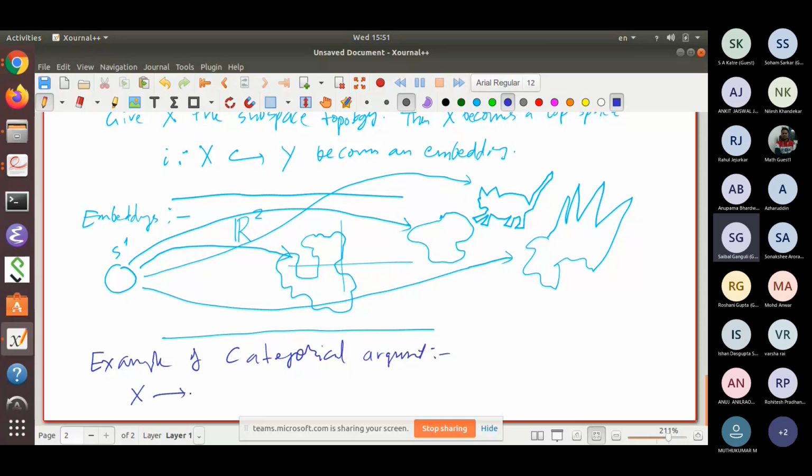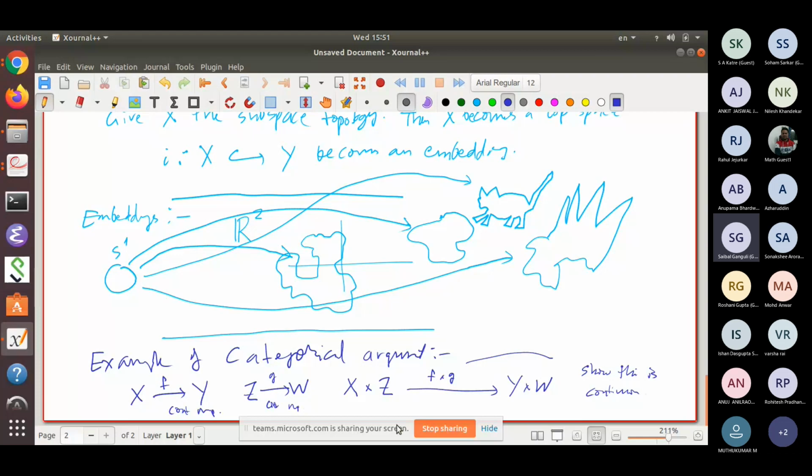Suppose I have X to Y, f, this is a continuous map. And suppose I have Z to W, g, another continuous map. Then to solve my last set of exercises, you need to show that X cross Z to Y cross W, this map which I'll call F cross G, show this is continuous.